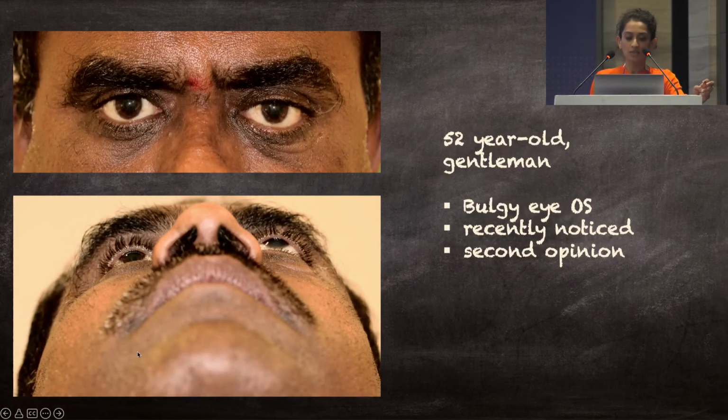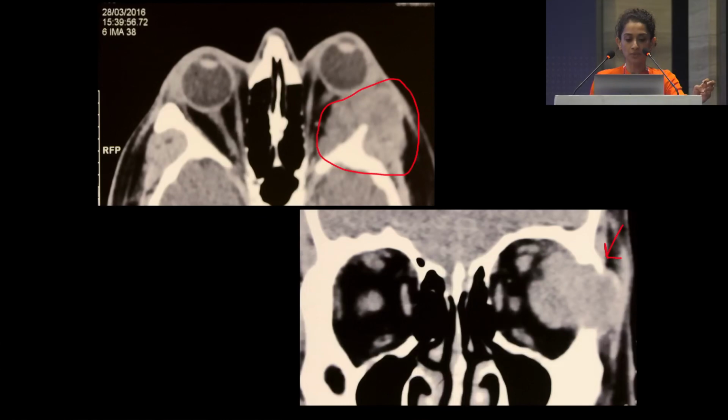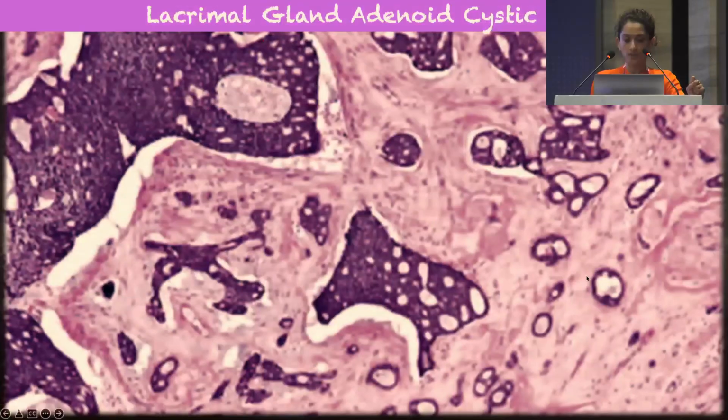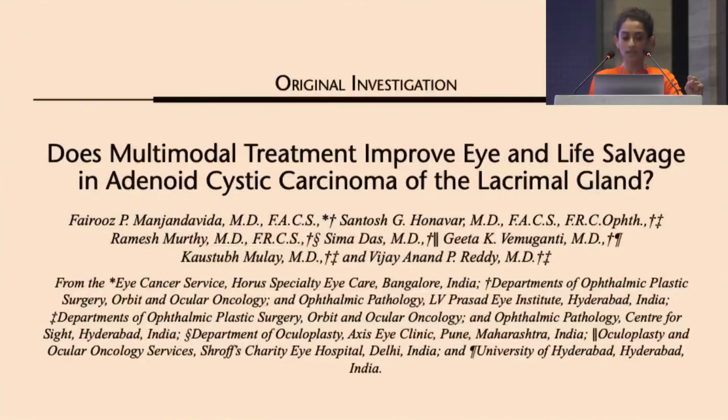And so this is a 52-year-old gentleman who presented with this lesion. Initially it was thought it could be a meningioma, a sphenoid wing meningioma. Even I thought so. He came for a second opinion. I went ahead doing a biopsy, and this came out to be a lacrimal gland adenoid cystic carcinoma. And why is that important? Because this is the most lethal and most treacherous malignancy of the orbit.